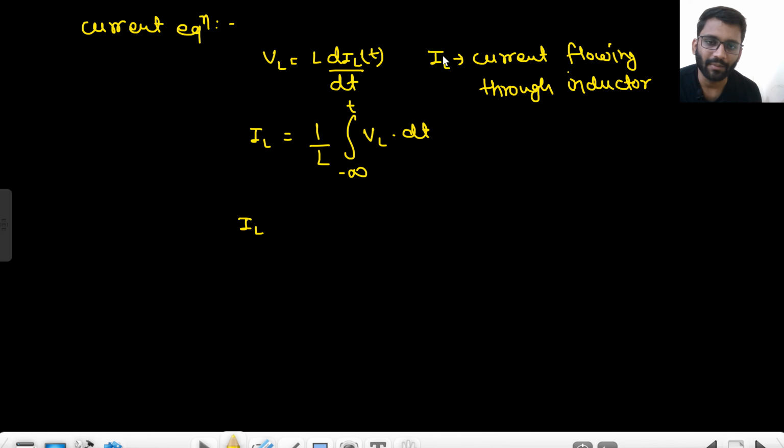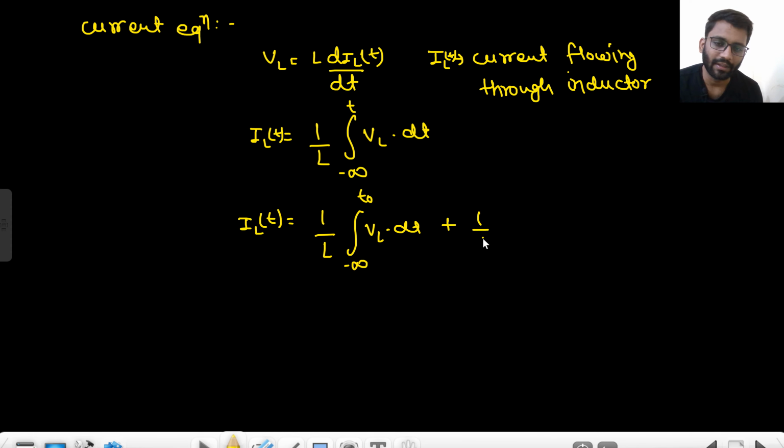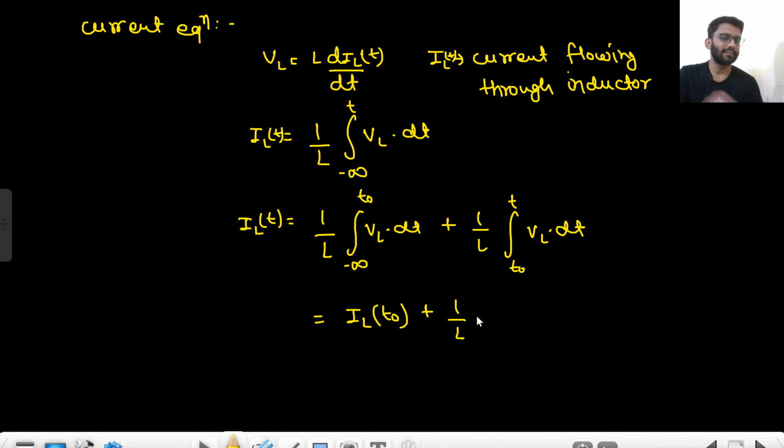This can be an expression of time as well, right? Also the V_L is an expression of time as well. We are not specifically mentioning it, but it can be. So minus infinity to time t naught V_L into dt, plus 1 by L from t naught to time t V_L into dt. So this is I_L till time t naught, plus 1 by L. This is the same way that we went in the capacitor, it is acting the same. So this is I_L(t).